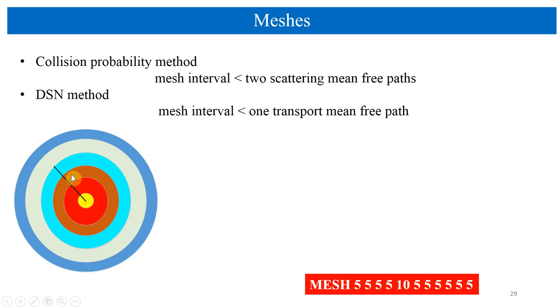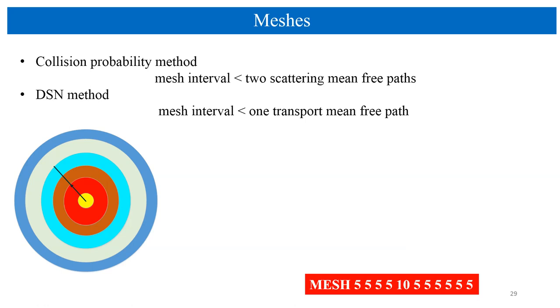Now we will talk about the meshes. Each one of the arrays could be divided into meshes. In the case of the collision probability method, the mesh interval should be less than 2 scattering mean free paths. You can use approximate calculations first to define the number of meshes, and if you get certain errors in the output, you can increase the number of meshes to get a better result. After a while, increasing the number of meshes will not give you more accuracy. For the DSN method, the mesh interval should be less than 1 transport mean free path.